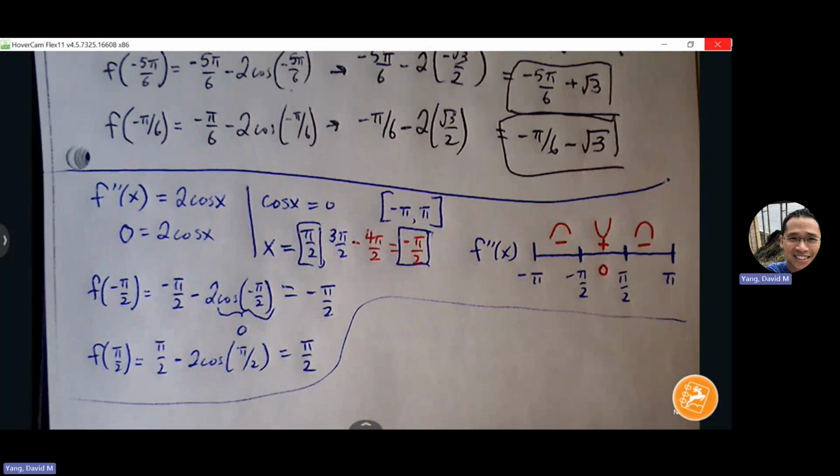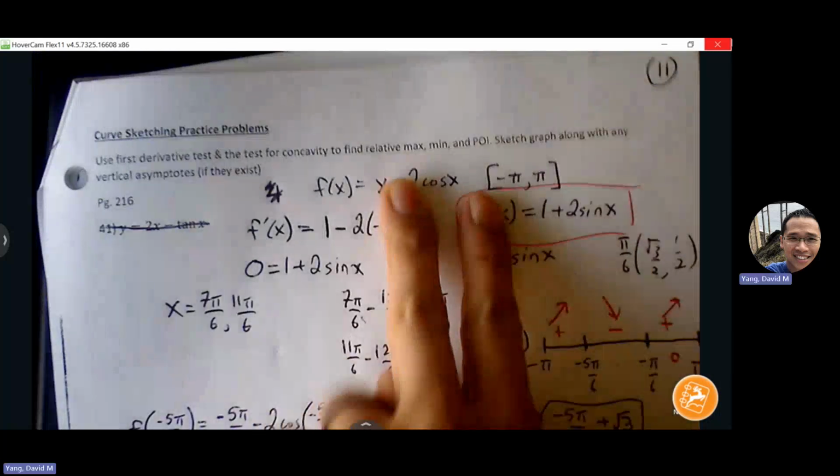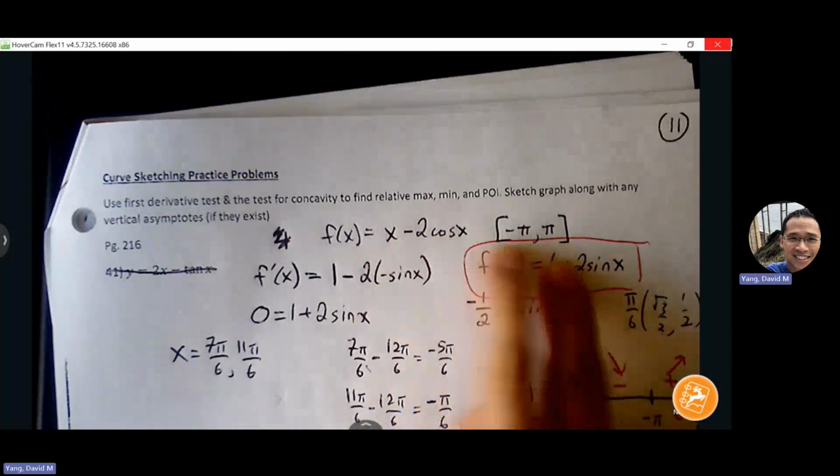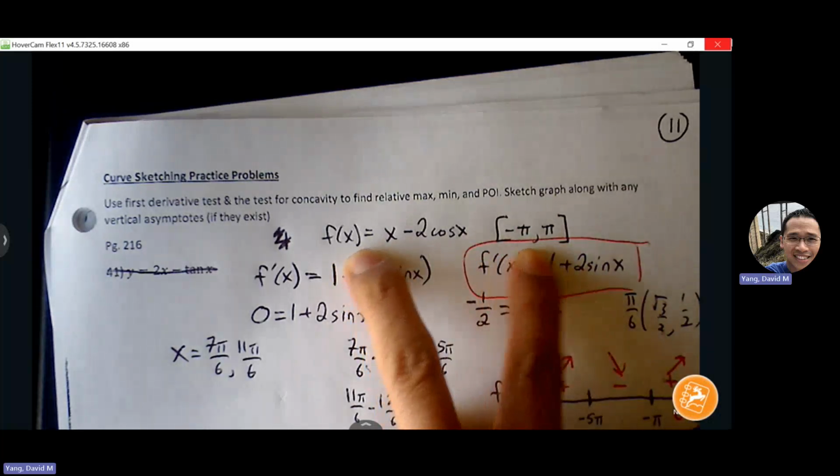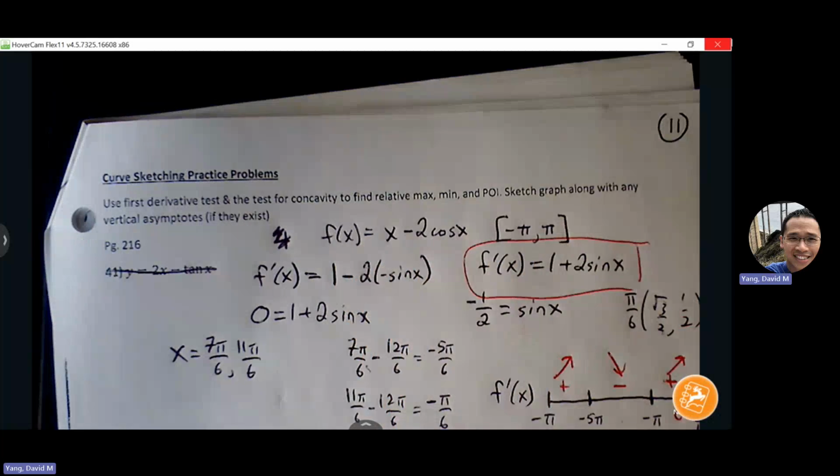The only thing left is finding the endpoints so that we can plot those points onto our graph. So let's also find the ordered pairs at the endpoints. We'll find f of negative pi, we'll find f of pi, and then from there, all the most important points are in front of us, right? We have all of our relative max, relative min, points of inflection, plot all that on the graph, and we should connect the dots.